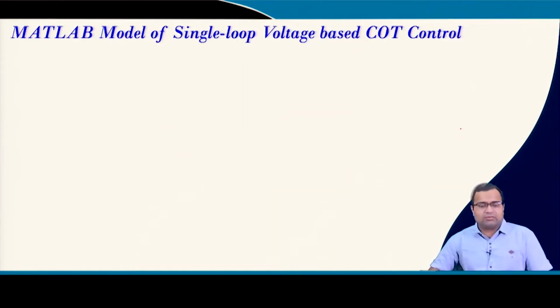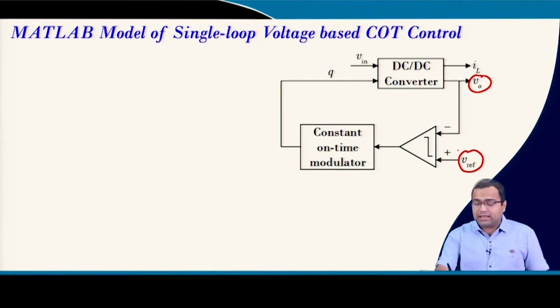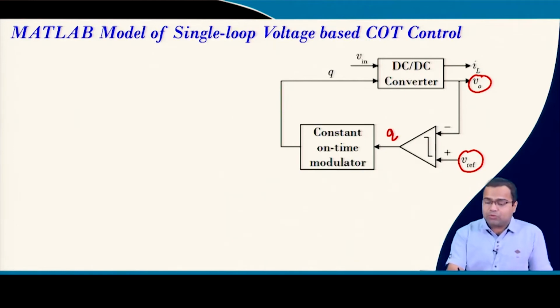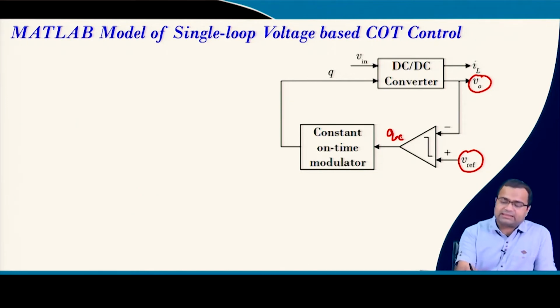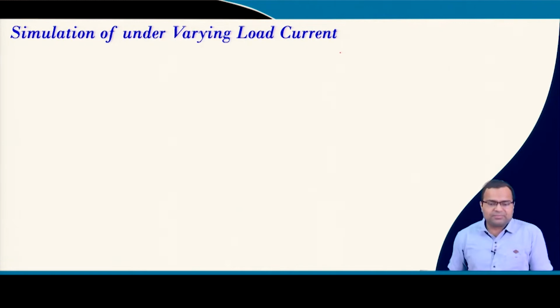So, now we have implemented the single loop voltage mode control, where the output voltage is compared with the reference voltage, and then the comparator output goes to the modulator, and the modulator will generate the gate signal that turns on and turns off the DC-DC converter.